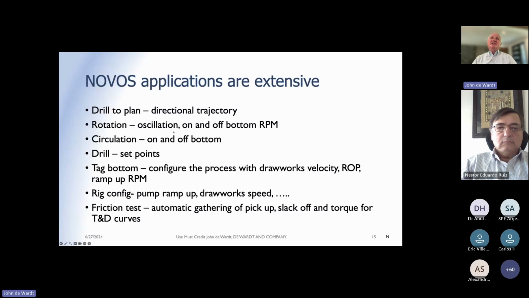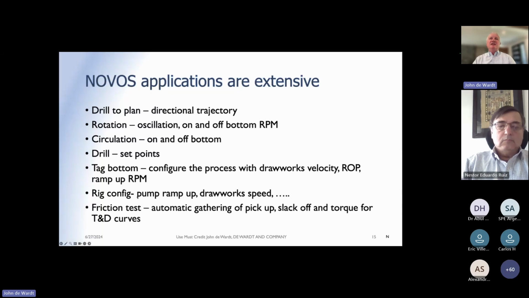So Novos applications today, the ones that I found, and somebody might say there are more, maybe there are, but directional trajectory, so directional control, oscillation and off-bottom RPM, so minimizing drilling dysfunction, circulation on and off bottom, drilling the stand to set points, tagging bottom. This is a huge one. This is the process of actually bringing the bit into the bottom and recommencing the drilling process, which has a huge impact on mean time between failure of the equipment that's running in a bottom hole assembly.